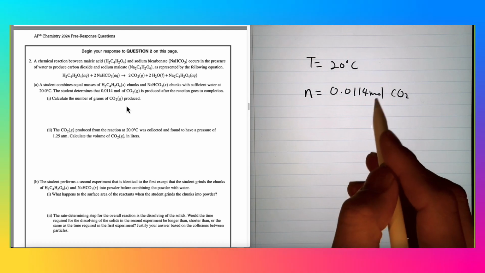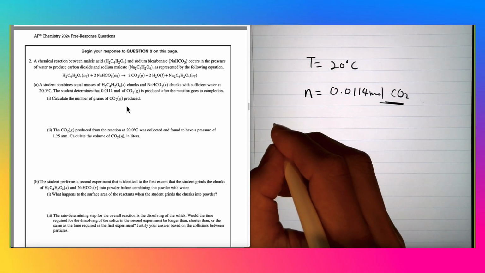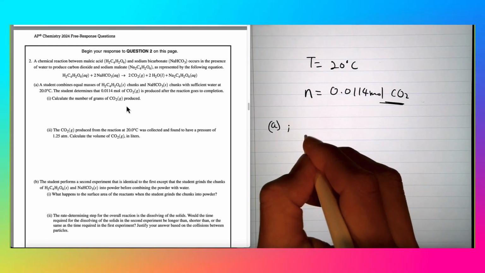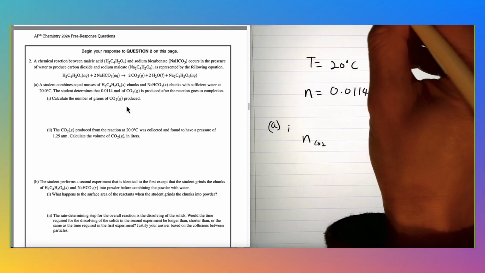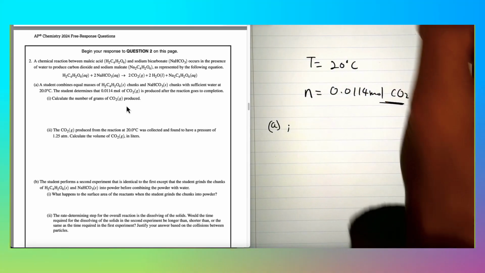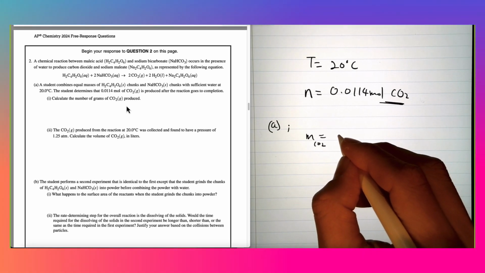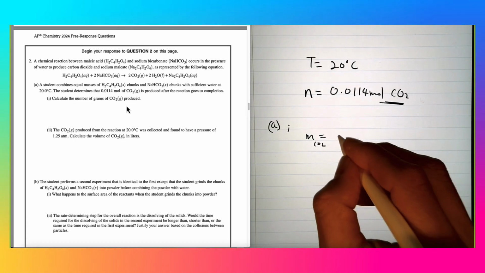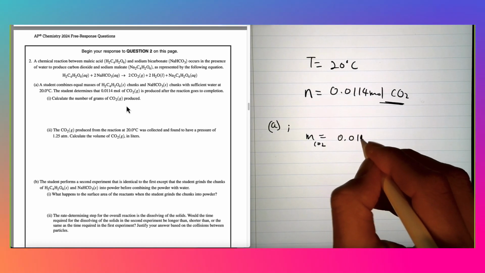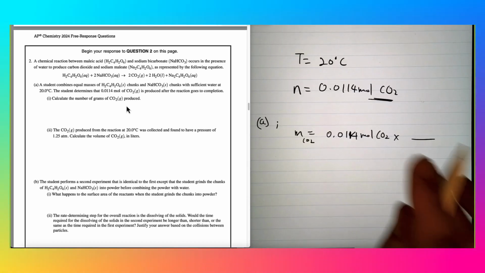So for that, we just need to use the molar mass and multiply that with the number of moles. So let's start with that. The number of grams of carbon dioxide, so we need to find the mass of carbon dioxide, is the moles, 0.0114 moles of carbon dioxide with the molar mass.